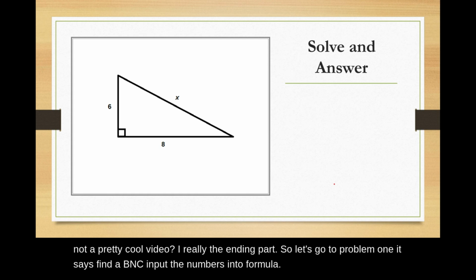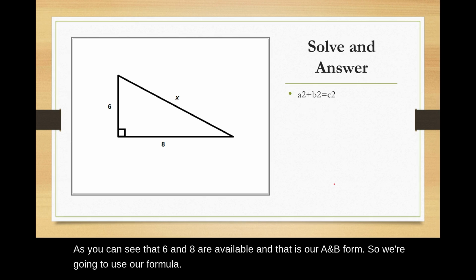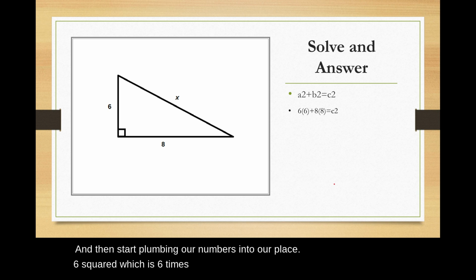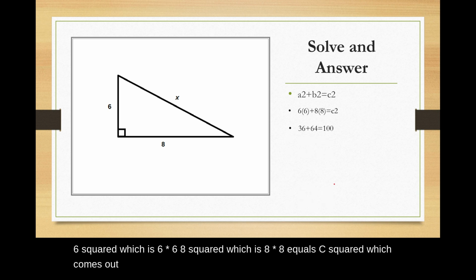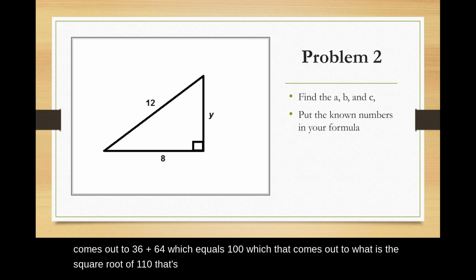As you can see, 6 and 8 are available, and those are our A and B. So we're going to use our formula and start putting our numbers into place. 6 squared, which is 6 times 6, plus 8 squared, which is 8 times 8, equals C squared, which comes out to 36 plus 64, which equals 100. What is the square root of 100? 10. That's right. Let's go to problem 2.